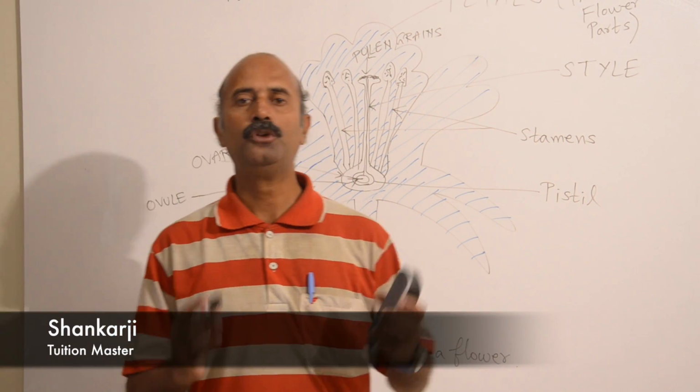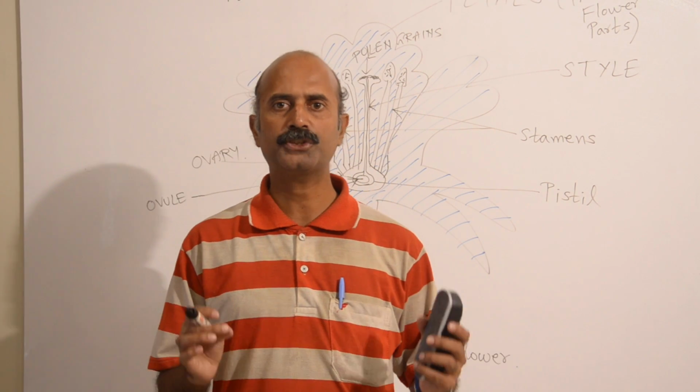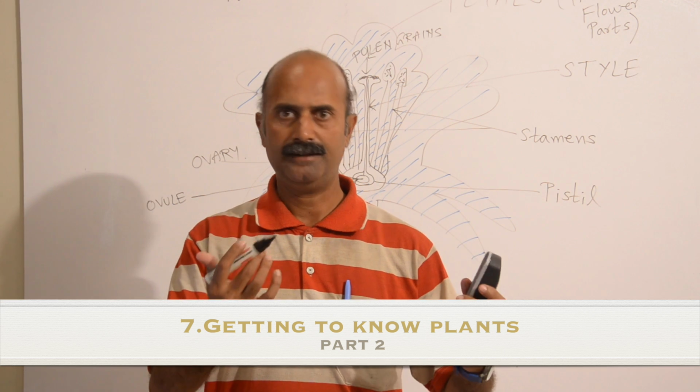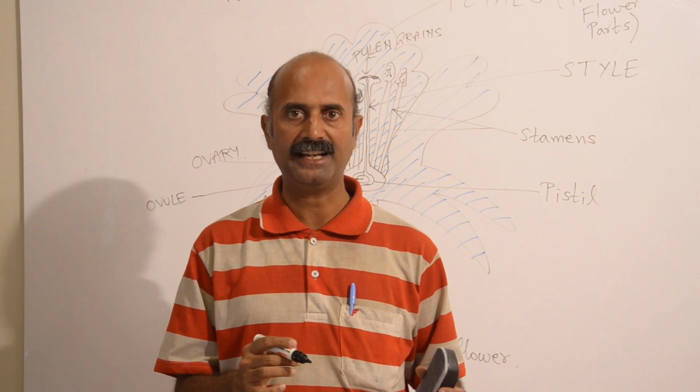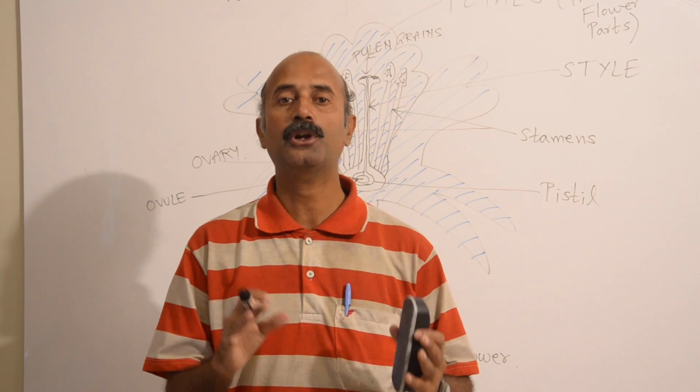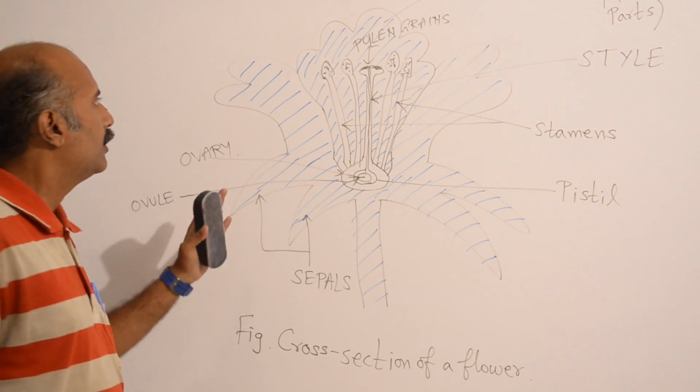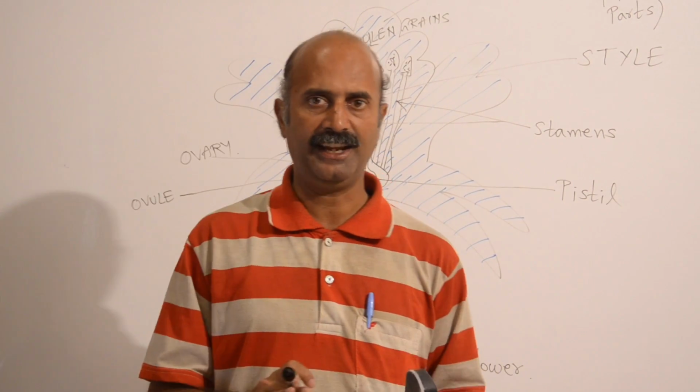Now we will study about the flower. The flower is the most important part, maybe just right after the leaf, because the leaf provides food for the plant. However, the flower is the reproductive part of the plant. Now we will study the flower in detail.